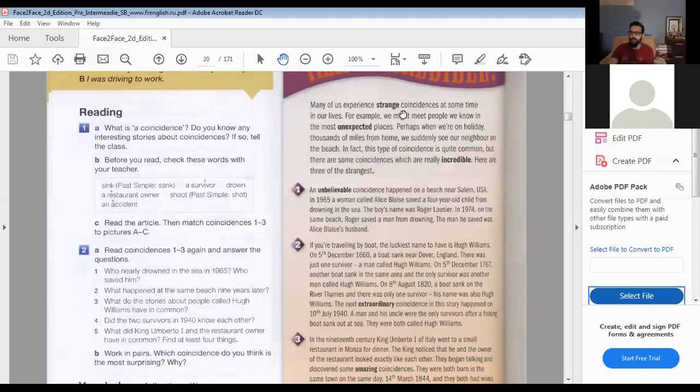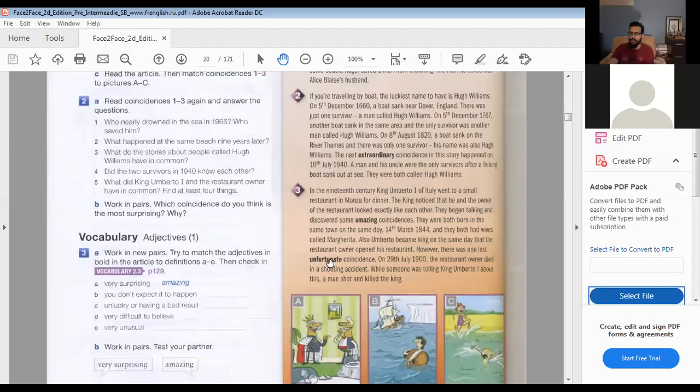Okay. Where is it, please? On the right side in the story, in the article. Yes. Strange, unexpected, incredible, unbelievable, extraordinary, amazing, and unfortunate. All right. So these are our adjectives. Now we want to match their meaning.